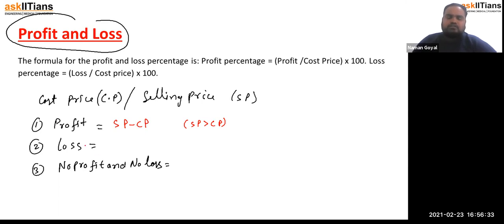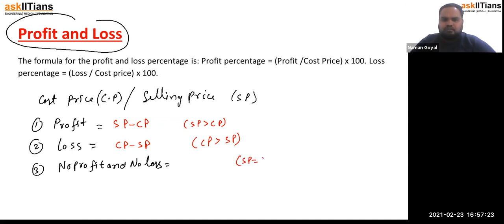Okay, now for loss. Now, CP is the rate at which I bought the item and SP is the rate at which I sold it. If CP is higher, it means I bought expensive and sold cheap. In that particular case we face a loss, right? So in the loss case, what will happen, children? CP is greater than SP, right? And if CP is greater than SP, then loss is CP minus SP. CP minus SP is the loss, right? Are you getting my point? Okay. Now, if there is no profit and no loss, it means SP is equal to CP.